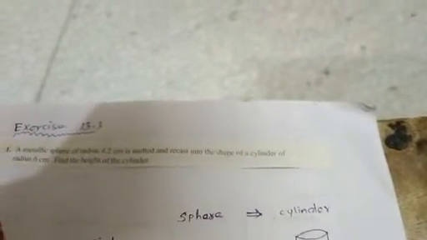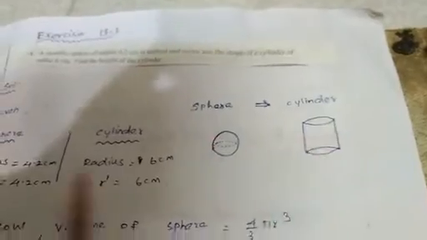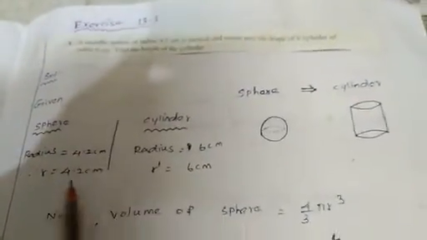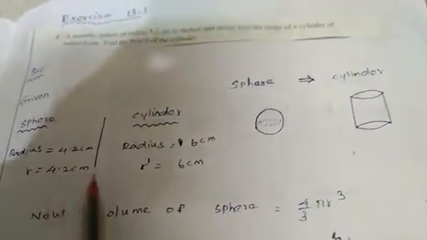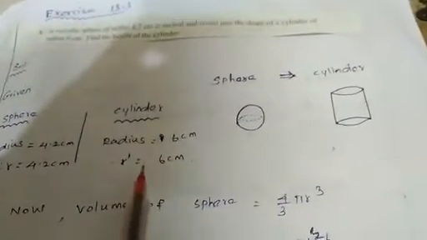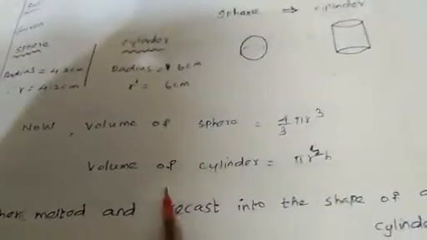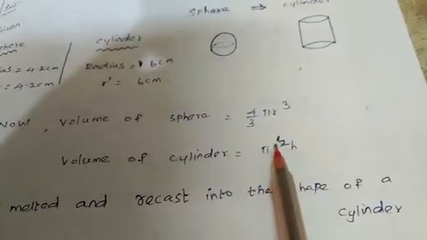But their volumes are equal, that is, the sphere and cylinder volumes are equal, so we are going to equate the volumes of cylinder and sphere. Using this we are going to find the unknown. In the sphere the radius is 4.2 cm, that is r = 4.2. In the cylinder the radius is 6 cm; we need to show the difference, so r dash equals 6 cm. Now the volume of a sphere is 4 by 3 pi r cube and the volume of a cylinder is pi r squared h. We need to show the difference, that's why r dash squared h.